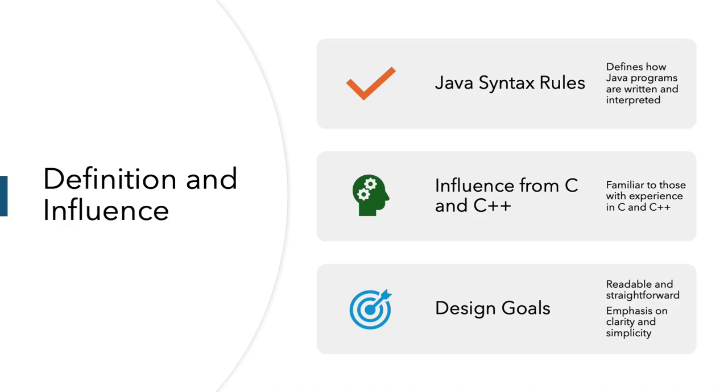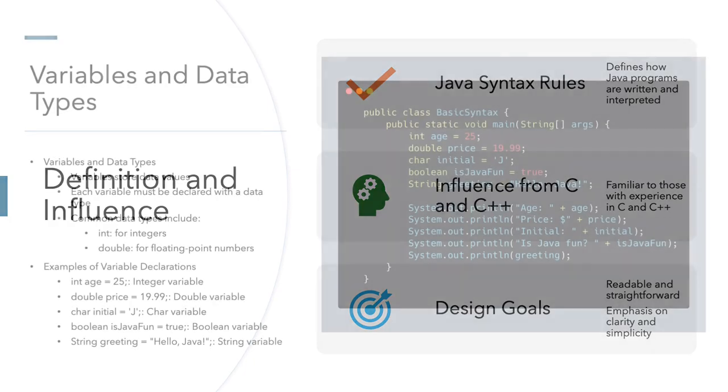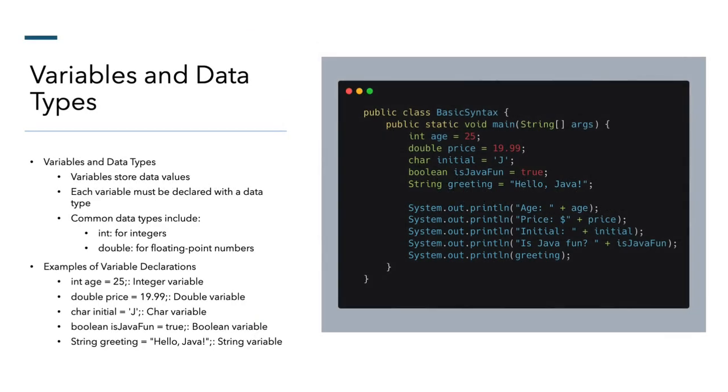Java syntax defines how programs are written and interpreted. Influenced by C and C++, it's designed to be readable, clear, and simple. In Java, variables are used to store data values and must be declared with a data type. Common data types include int, double, char, boolean, and String. Examples include int age = 25 and String greeting = "Hello Java". You can look at some of the other examples in the code listing as well.